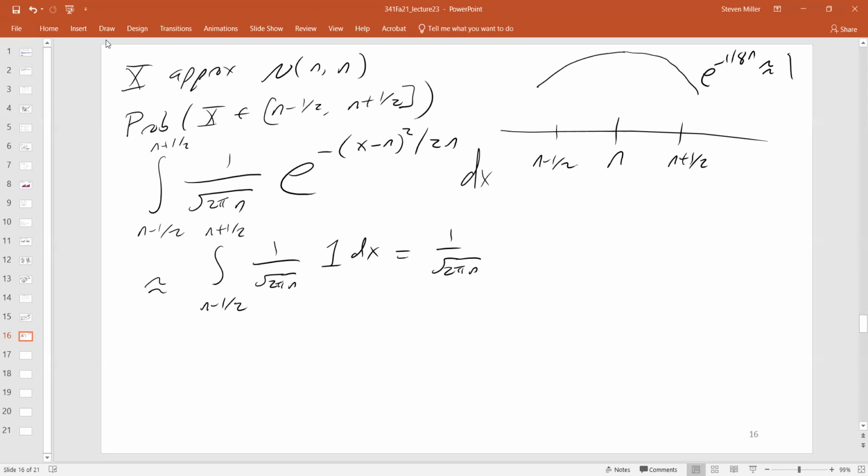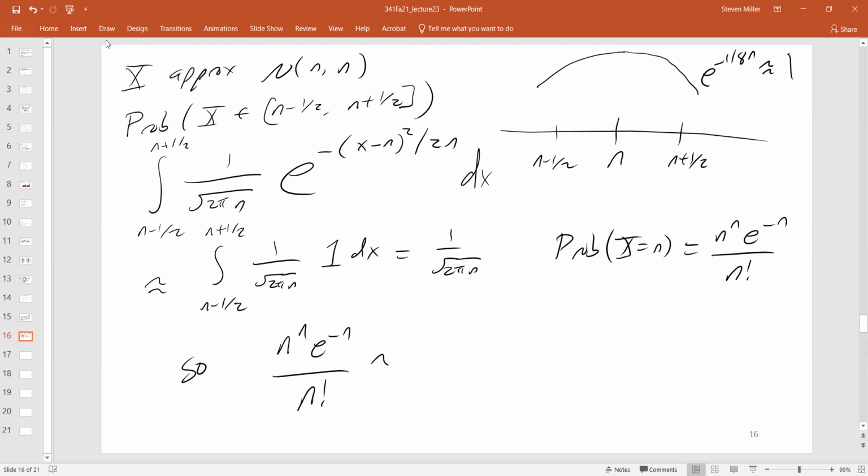But we know the probability that x equals n was n to the n e to the minus n over n factorial. So n to the n e to the minus n over n factorial is approximately 1 over square root of 2 pi n, which implies n factorial is approximately n to the n e to the minus n square root of 2 pi n.